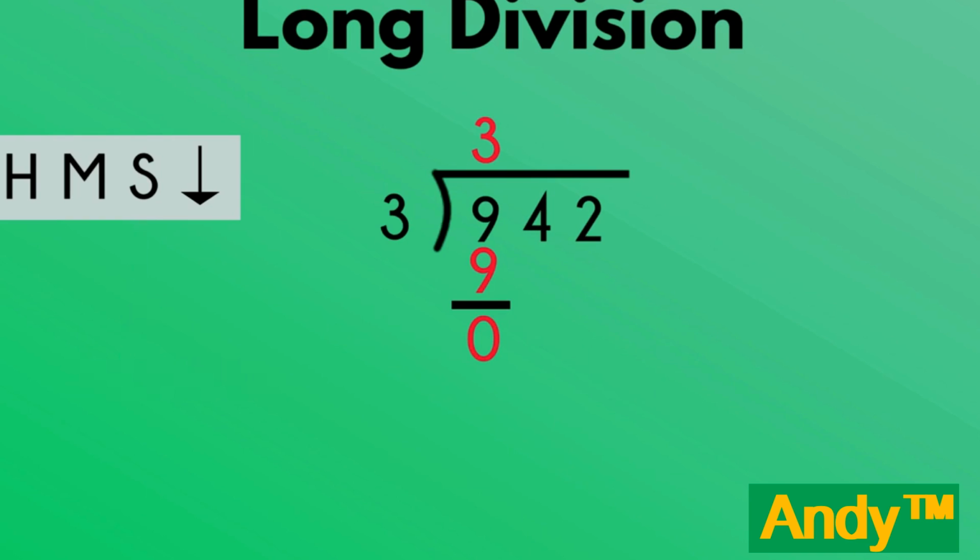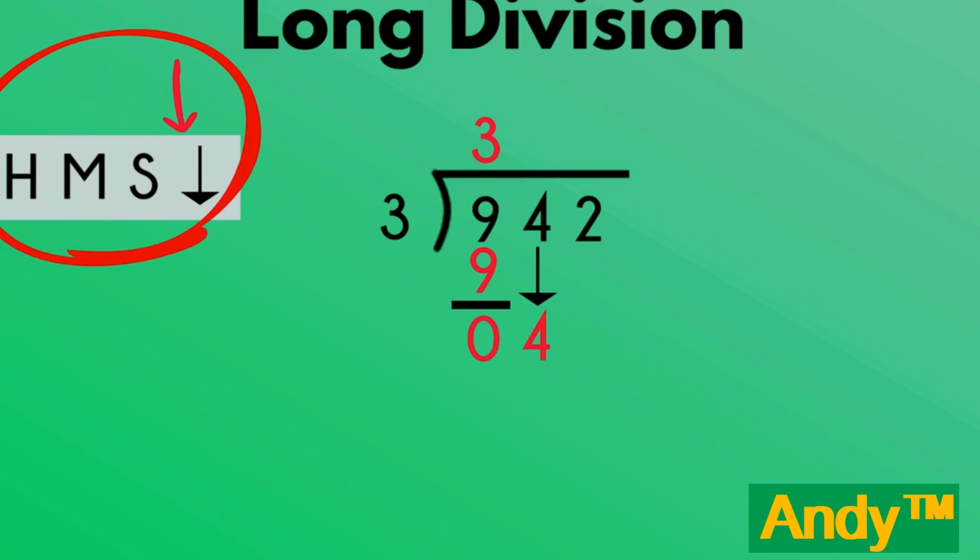Now we come to bring down. Remember we are working from left to right. So now that we have finished the hundreds, we move to the tens. We bring down the tens. There are 4 tens. Now we've completed all the steps, H, M, S, and bring down. What do we do now? We move to the place value to the right and go through HMS bring down all over again.